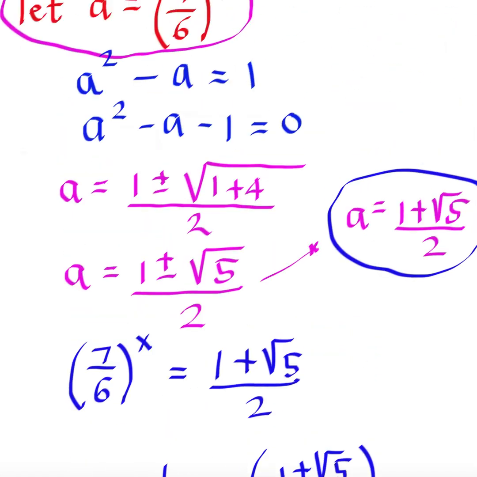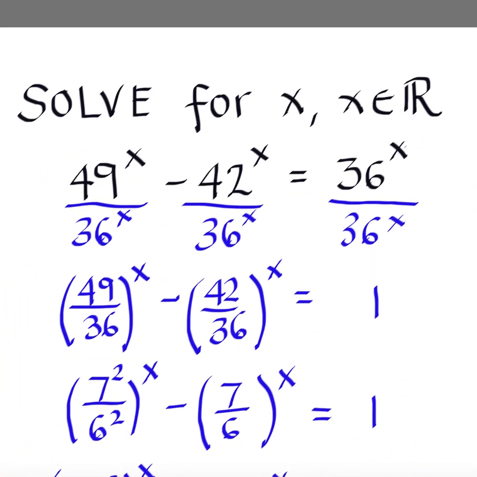And so going back now to our question, the value of x in this equation is approximately equal to 3.1217. And we are done.